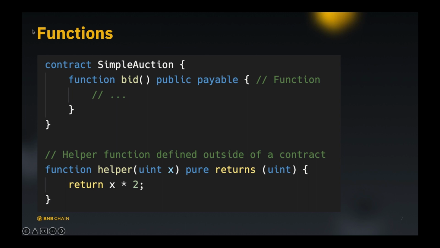Here is an example of declaring a function. A function called bid is declared inside the contract called SimpleAuction. It has visibility public, and it is declared payable. You also get a helper function outside, just called helper, that will return twice the parameter. You can see that this follows the syntax that we talked about in the last slides.